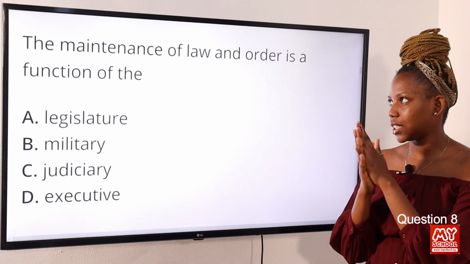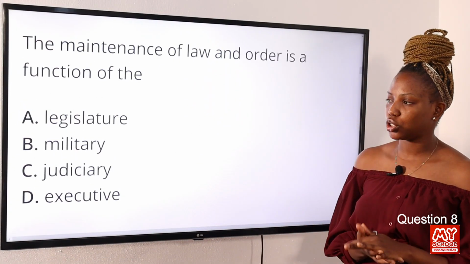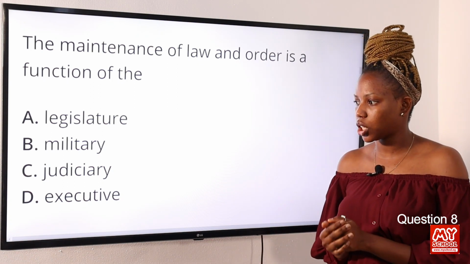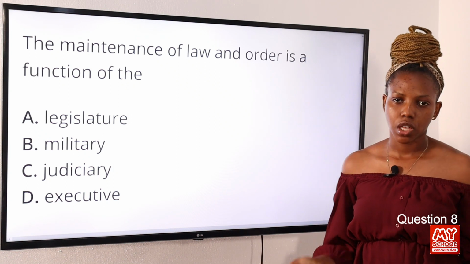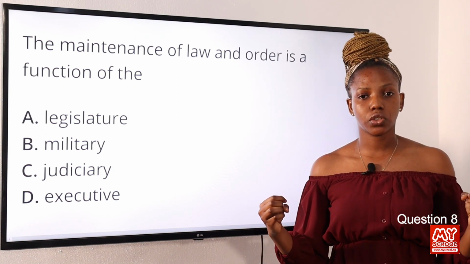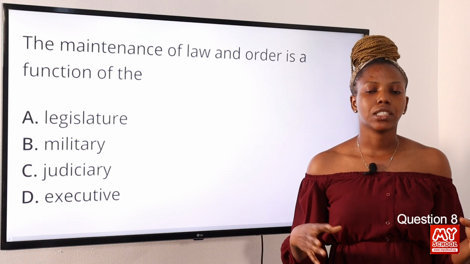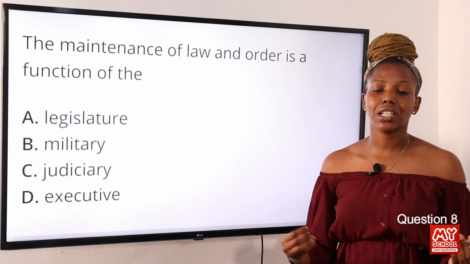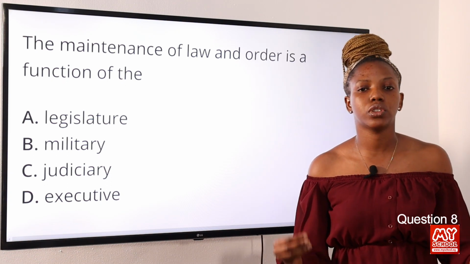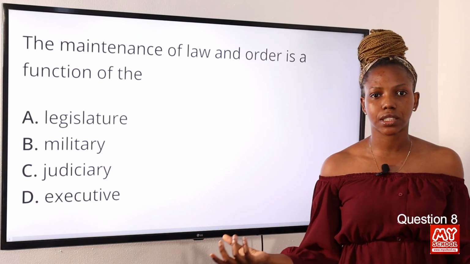Question 8. The maintenance of law and order is a function of the option A, legislature. Option B, military. Option C, judiciary. Option D, executive. The answer to this question is executive. Do not forget that the executive is the arm of government that implements law. So the maintenance of law and order is one out of several other functions of the executive. So option D is the correct answer to this question.